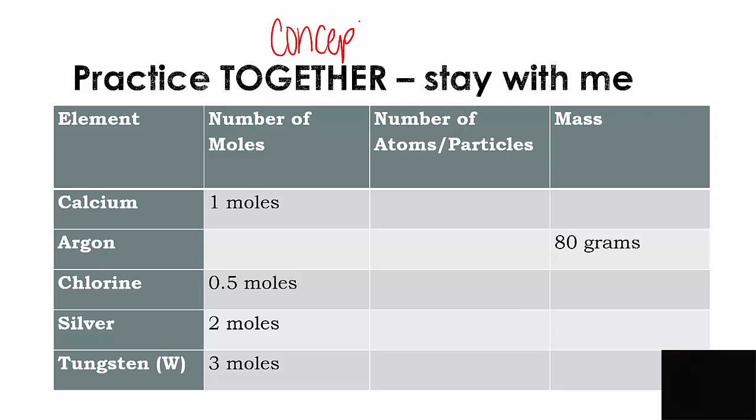So this right here, we should be able to just do conceptually. If we have the element calcium and we have 1 mole of it, we're going to say how many atoms and what the mass is. The number of atoms or particles, well, that's Avogadro's number, 6.02 times 10 to the 23rd, because 1 mole of anything, whether it's calcium or argon or pencils or dogs, is going to be 6.02 times 10 to the 23rd.